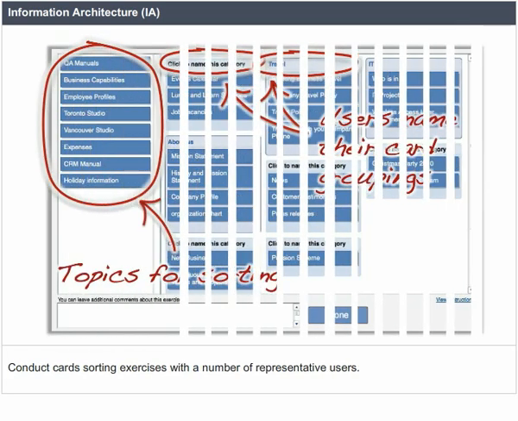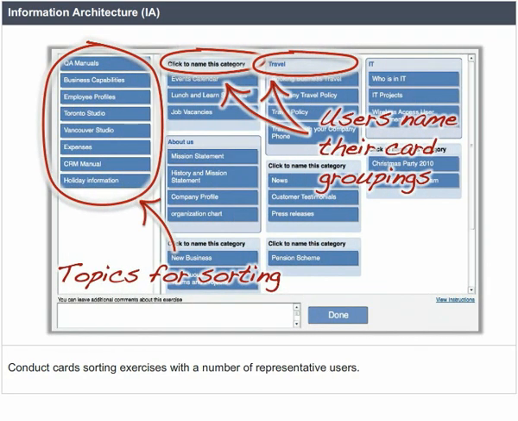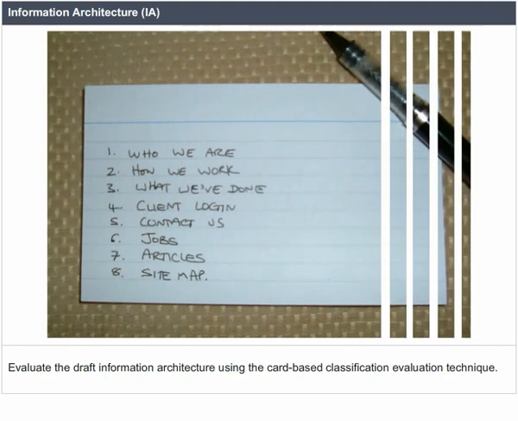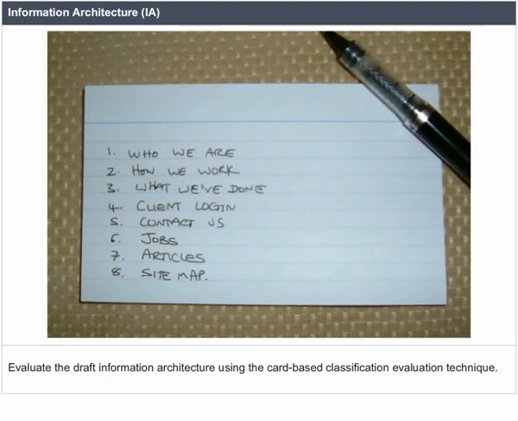Conduct card sorting exercises with a number of representative users. Develop a draft information architecture, that is, information groupings and hierarchy. Evaluate the draft information architecture using the card-based classification evaluation technique.